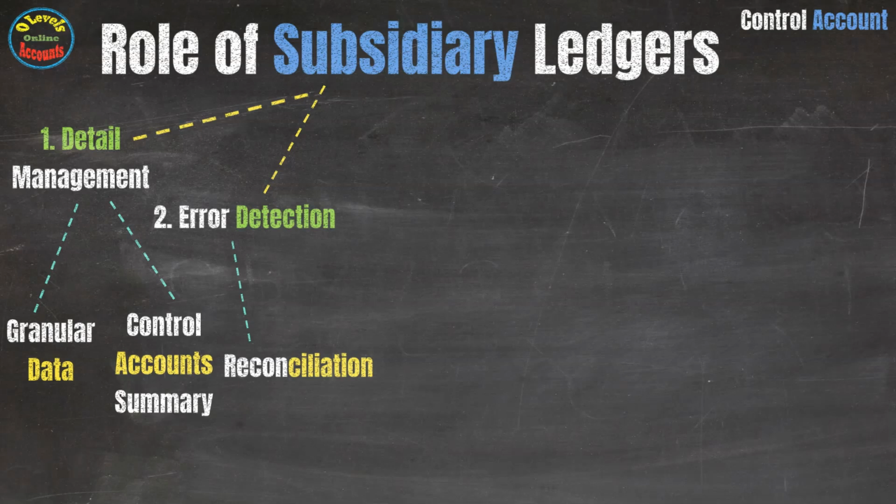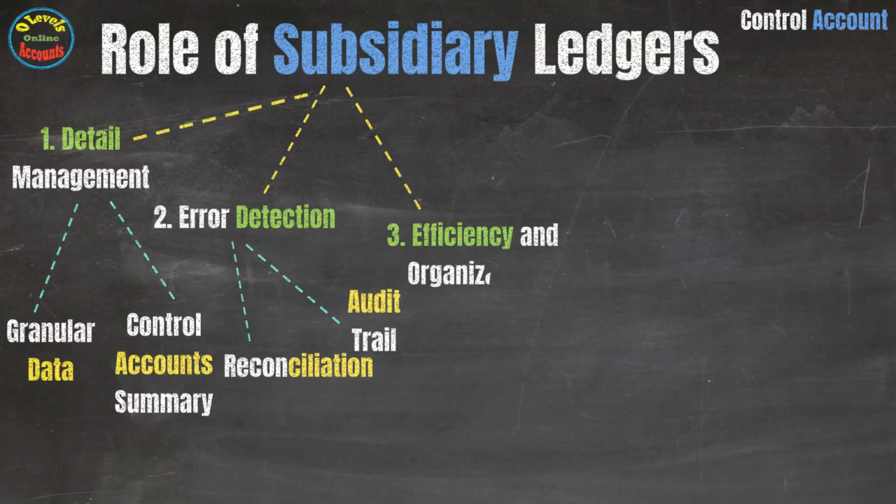This reconciliation process helps to detect errors, such as omitted entries, duplicate entries, or incorrect amounts. The second subpoint is audit trail. Subsidiary ledgers provide a clear audit trail, making it easier to trace and correct any errors found during the reconciliation with the control account. The third point is efficiency and organization.